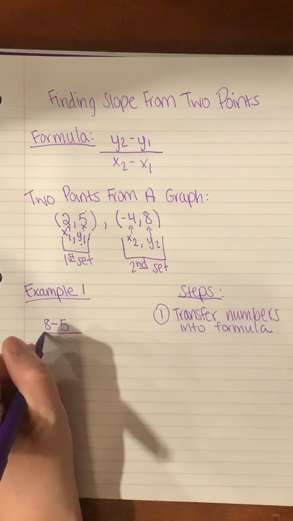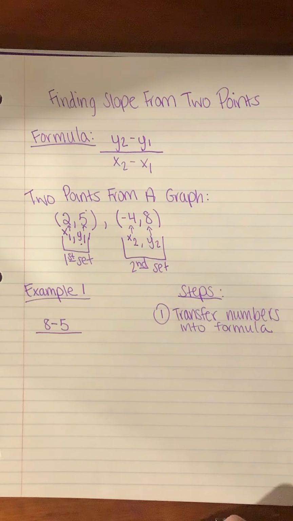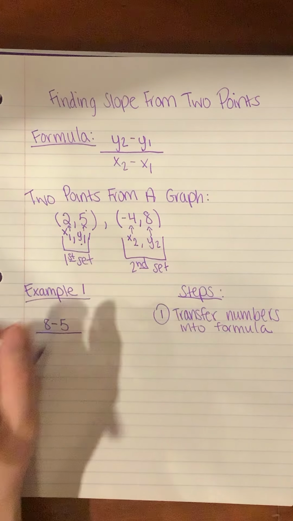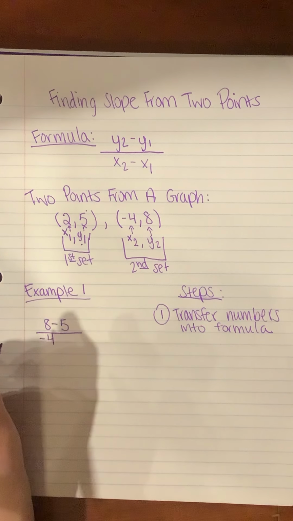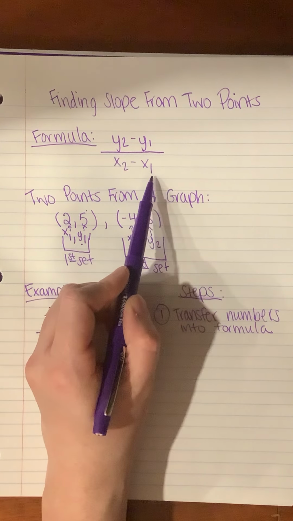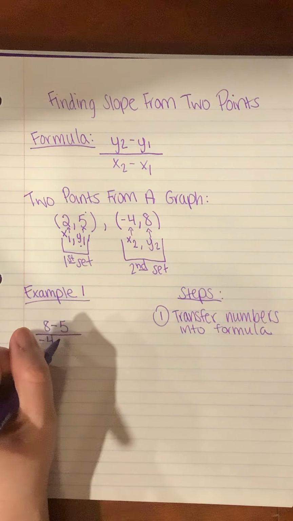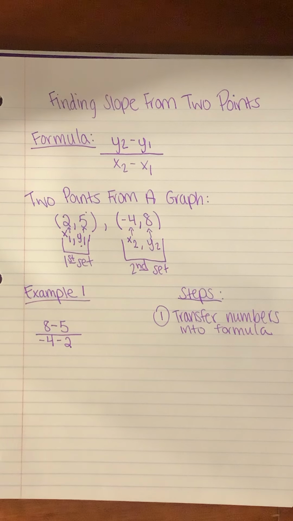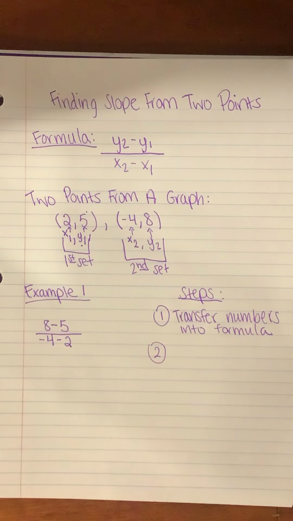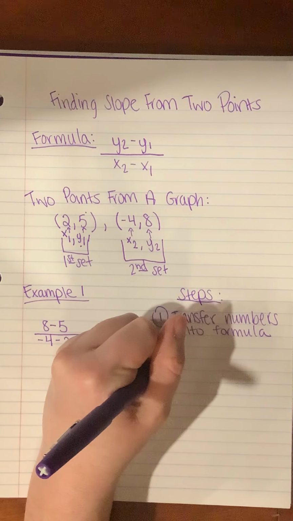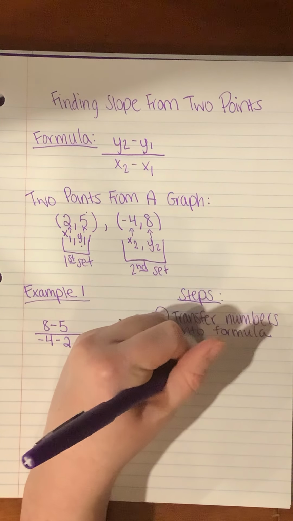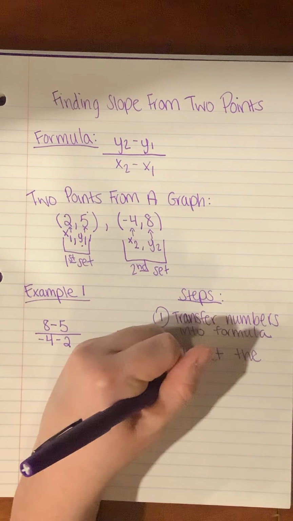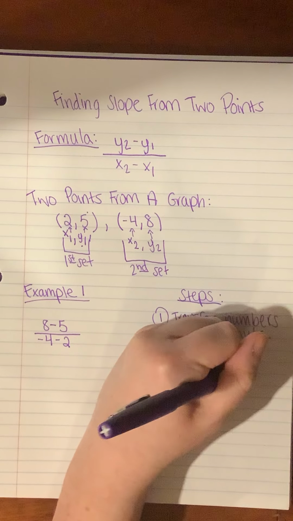So I'm going to go ahead and write my fraction line. And then the second part of that formula is x2. x2 is -4. And then minus x1. So my x1 was 2, so minus 2. Our step 2. Now that we've built our formula, we're going to subtract the y values in the numerator.